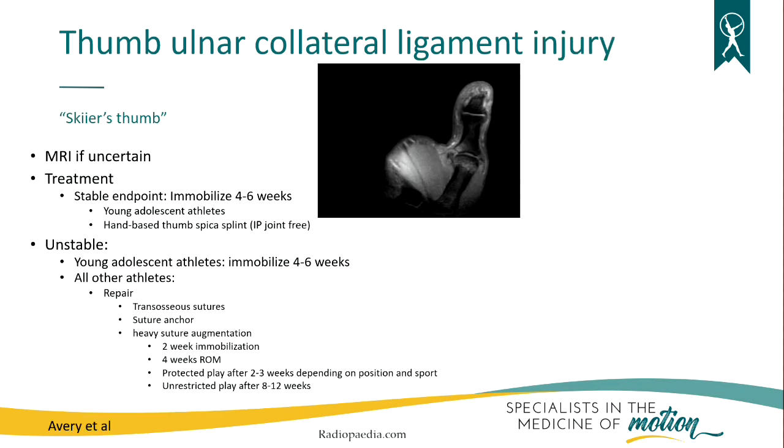MRI is always a good option if you're uncertain with these. In a young adolescent athlete or even an off-season athlete that has a very stable partial tear, these can be treated in a cast for 4 to 6 weeks, followed by a short range of motion and therapy session, and get them back in a protected orthosis. If they're unstable and they're young, you can probably treat them in a cast, but an older athlete is going to want the predictability and the success of a repair of this ligament.